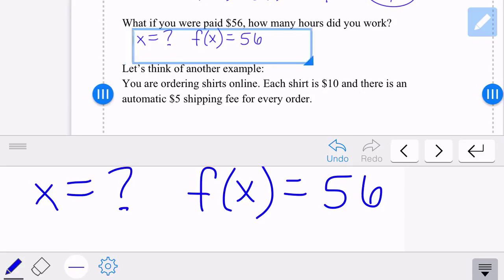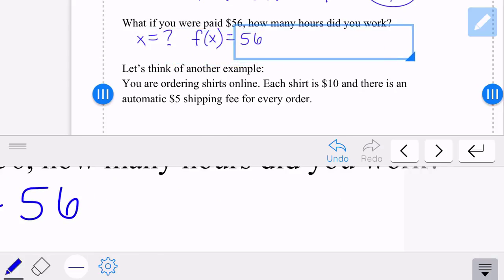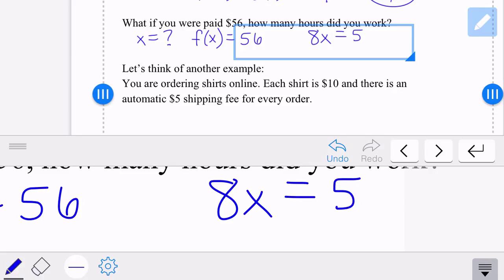So let's move that over here a little bit. We know though that 8 times x should be equal to our f of x, so that should be equal to 56. Okay, so then we got to think, all right, what number would we multiply by 8 to get 56? Well, x should then be equal to 7. 8 times 7 gives us 56.